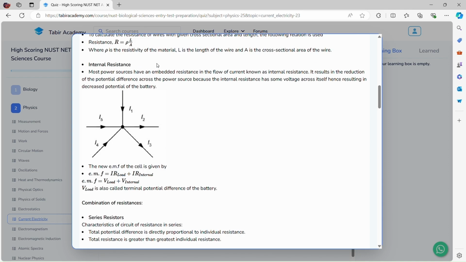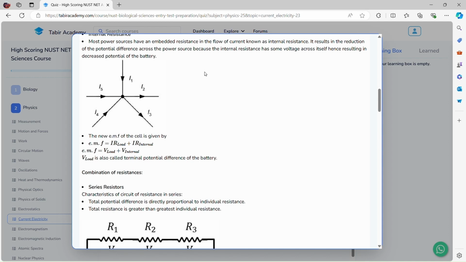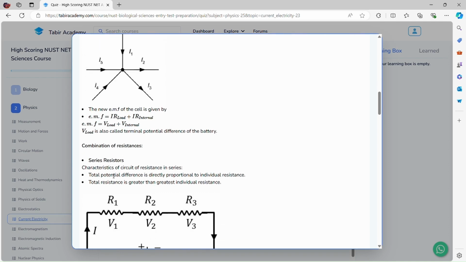Internal resistance. Most power sources have an embedded resistance in the flow of current, known as internal resistance. It results in the reduction of the potential difference across the power source, because the internal resistance has some voltage across itself, hence resulting in decreased potential of the battery. Here you can see we've got 5 different currents. The new EMF of the cell is given by EMF equals to I R load plus I R internal. EMF equals to V load plus V internal. V load is also called terminal potential difference of the battery.